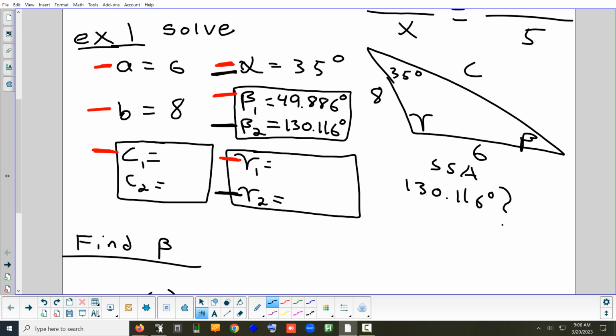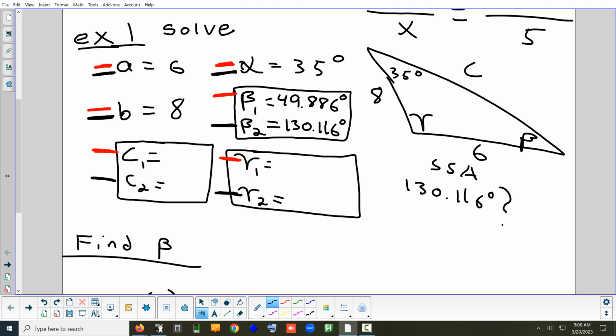Now, you do have enough information at this step. You could just go ahead and figure out C1. But what I like to do is let's finish the angles first. Then we'll jump over to do the sides, rather than doing an angle, then a side, then another angle, then another side. Okay, let's finish one thing off.